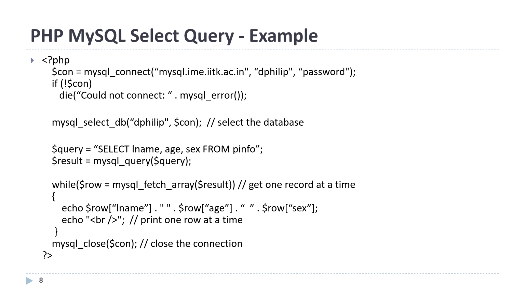Then the code works like this. First, you start with the PHP command, you call the MySQL connect function, and here I am giving a server name, for example, just to show, mysql.ime.iitk.ac.in. It is one of the servers in my lab, and dphilip is the username, and there is a password. I am not going to show you what my password is, and then $count is the variable. It is a connection variable established.